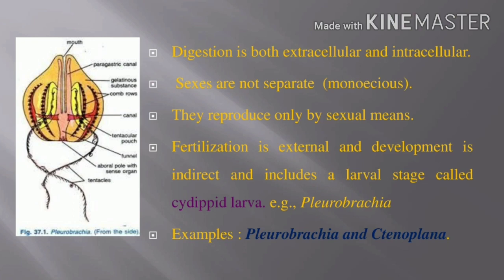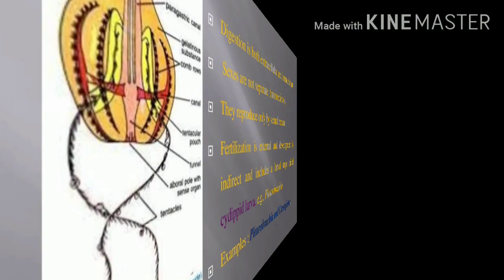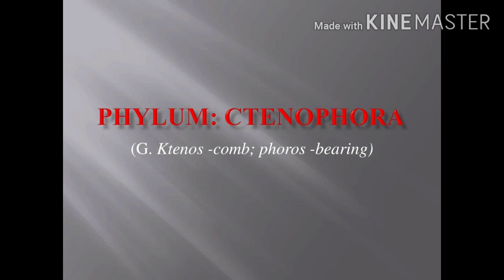Next, what are the examples of Ctenophora? One is Pleurobrachia, another one is Ctenoplana. A small revision about phylum Ctenophora: Ctenophora are marine animals with radial symmetry. The tissue level of organization is diploblastic. What is the difference between Cnidaria and Ctenophora at the tissue level? The mesoglea is different.